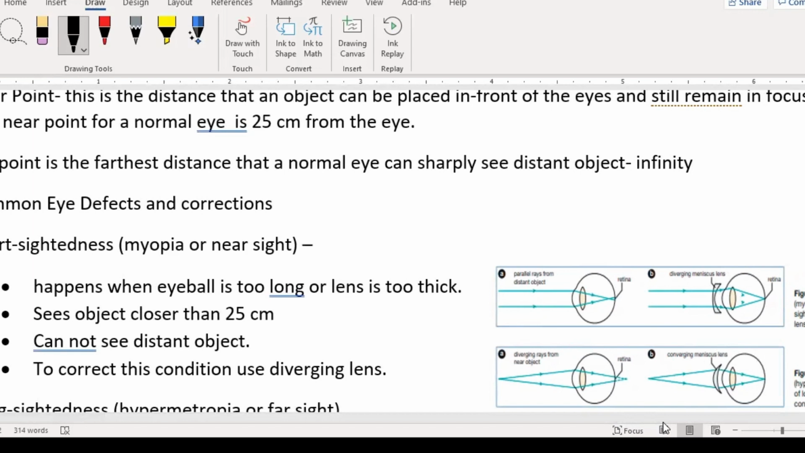So to change that, we have to use a diverging lens. The diverging lens helps by pushing the light rays further apart as they approach the eyes, so that it adjusts in such a way that it falls completely on the retina. And that person will now be able to view objects from a longer distance. But as we said, these persons are able to see objects closer than 25 centimeters.